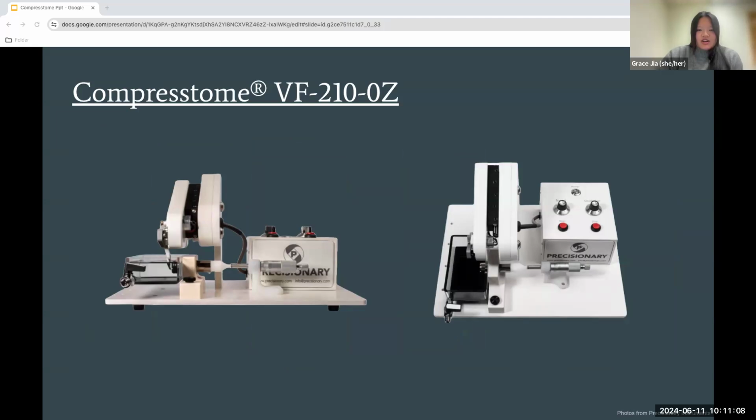Because those are only external morphological differences, we are using the Compresstome vibrating microtome in order to investigate histology. And of course, this tool is made by Precisionary Instruments, who have so graciously invited me today to talk about the research in the Groover Lab.